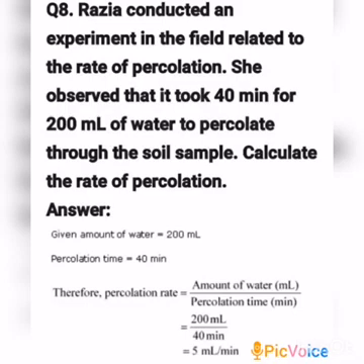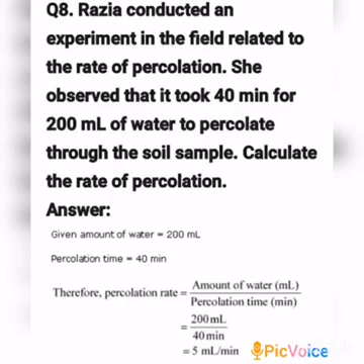Given the amount of water, what's the amount of water here, children? 200 ml. Then, what's the time taken to percolate the 200 ml of water? The percolation time is 40 minutes. Therefore, percolation rate is equal to amount of water divided by percolation time. The unit of amount of water is milliliter, and the unit for time is minute.